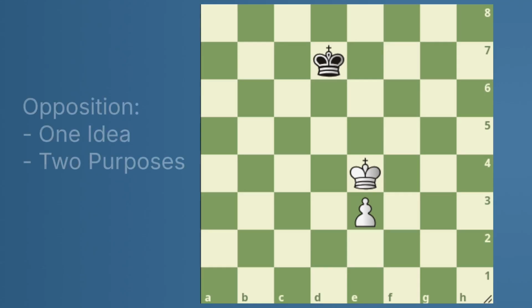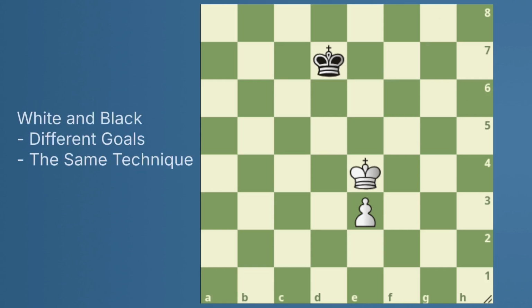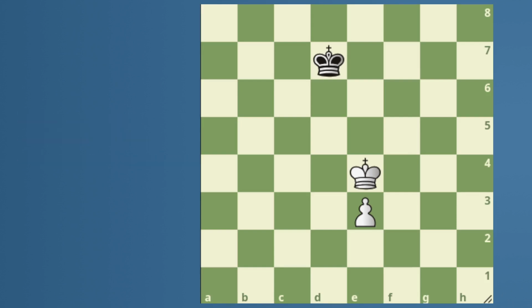The opposition, one idea, two purposes. In the last video, we saw that white and black have two very different goals in this position. White is trying to win, and black is trying to draw. Nevertheless, both sides rely on the same technique. That technique is called the opposition. Today, we're going to slow this idea way down and begin to really understand it.